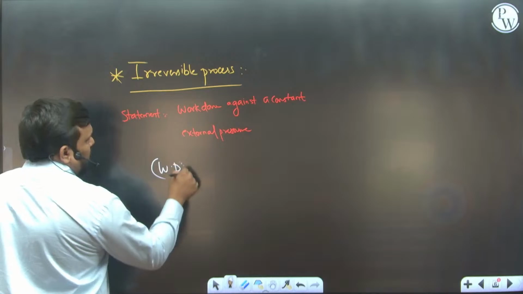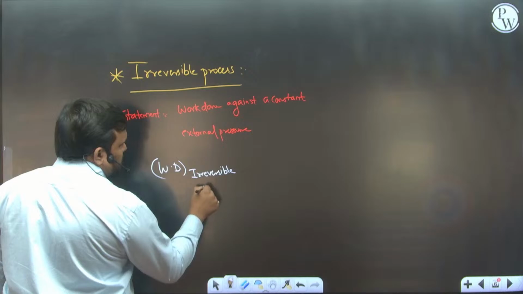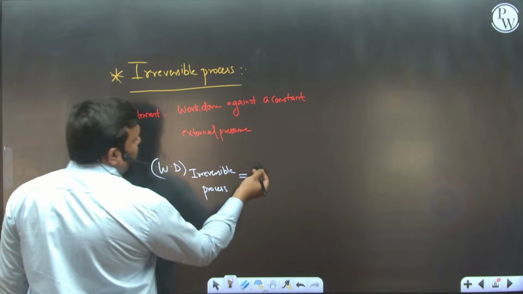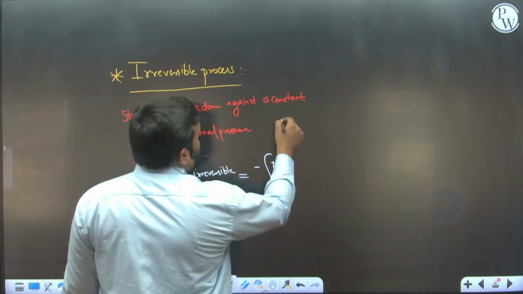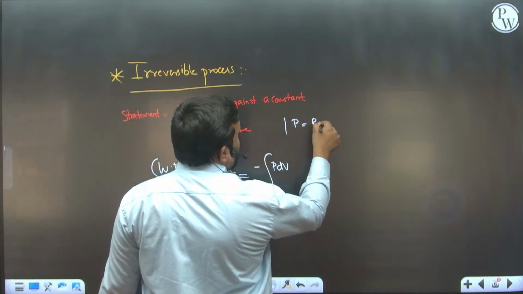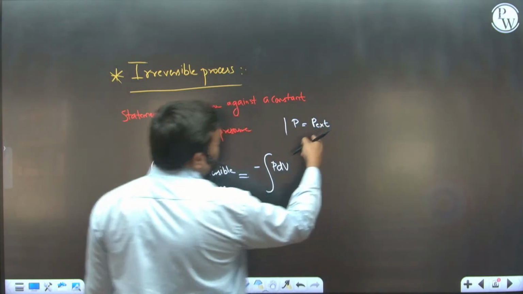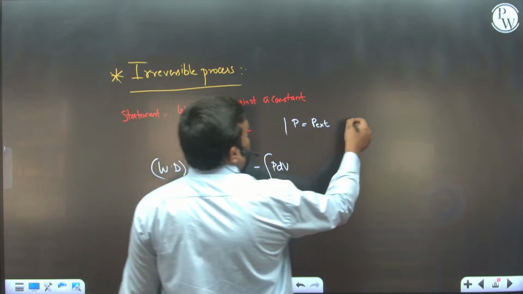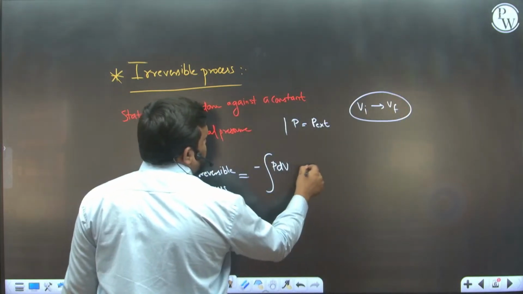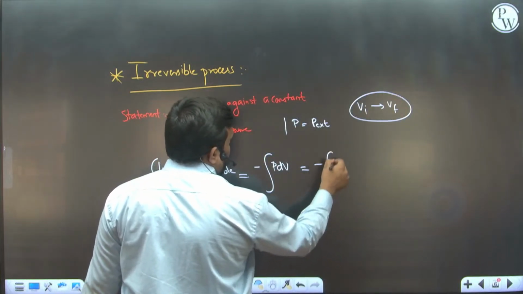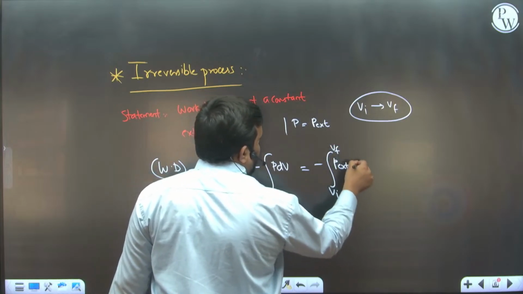Work done for irreversible process. Again, we will be starting from minus integral P dV. And here the pressure is equal to external pressure. We will be having P external over here. This P external is nothing but external pressure. And the volume is changing from V initial to V final. Okay. So let us have the derivation: minus integral P external, limits V initial to V final, dV.